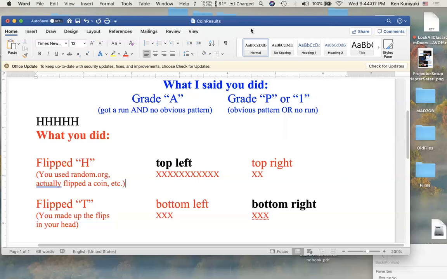But again, for the 3 points, you just need the list of 100 heads and tails emailed to me. If you did it for real, then you should have gotten a run of at least 5 heads or 5 tails. It's highly likely that will happen. If you made it up in your head, I'll bet you didn't do that. People don't expect those kinds of runs. We're going to talk about that.